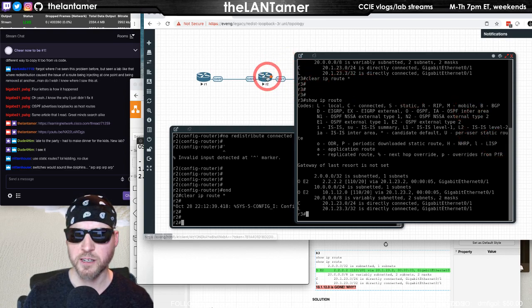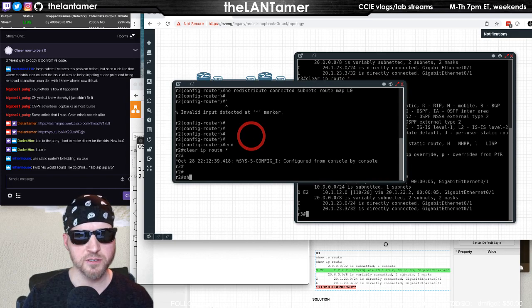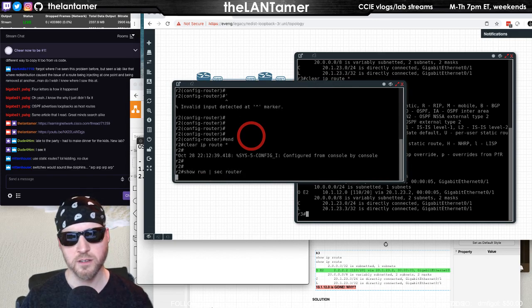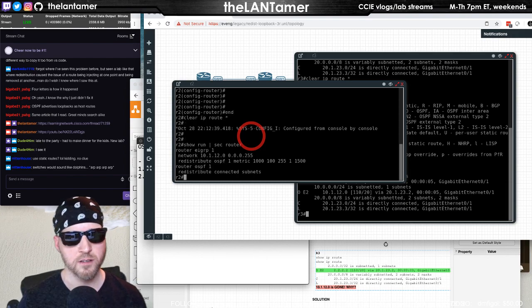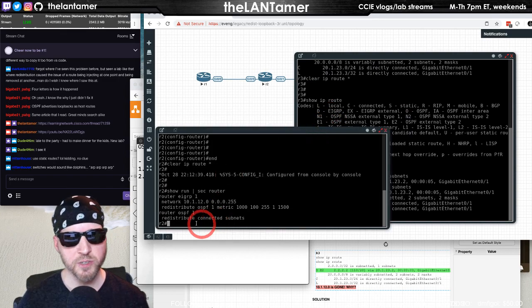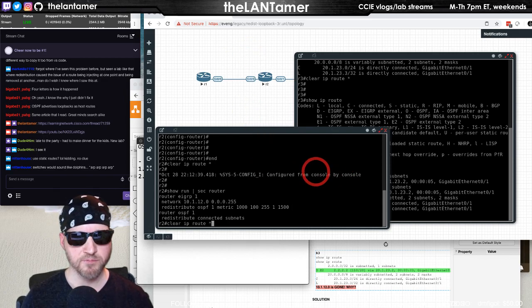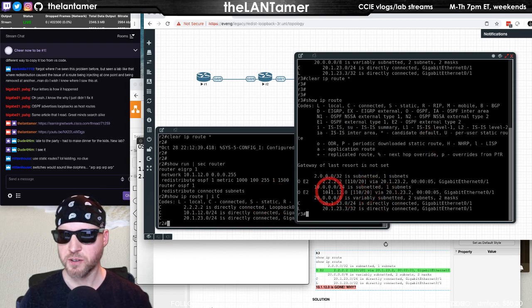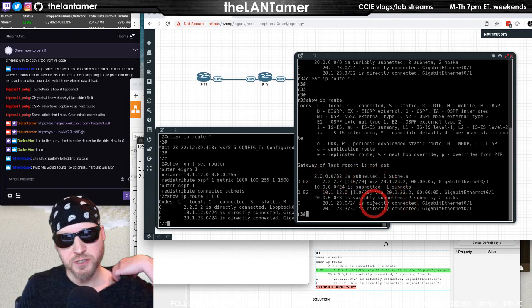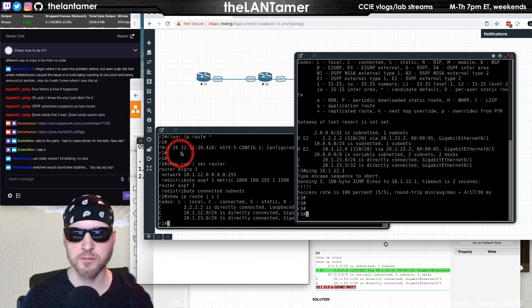Okay, how am I learning right now about that EIGRP route? I thought I turned off redistribution. Show run section router. Oh yeah, okay. That was my theory. So right now I'm doing redistribute connected subnets. So that's all my directly connected interfaces, right? But these are now external OE2 routes. Right? We're good to go.